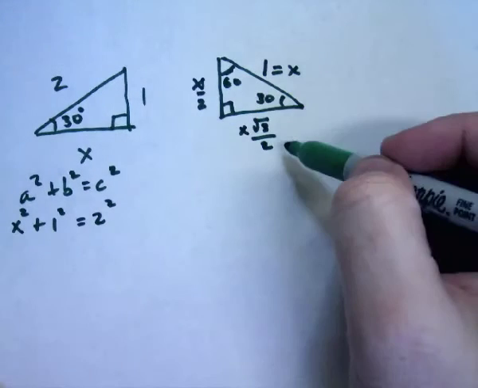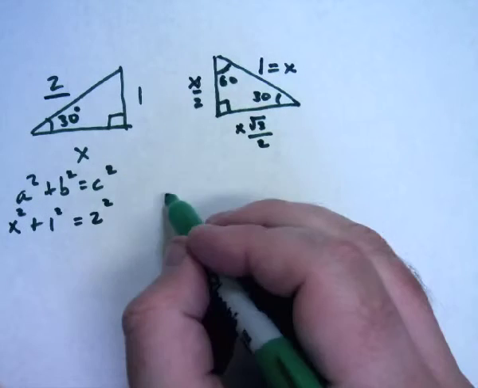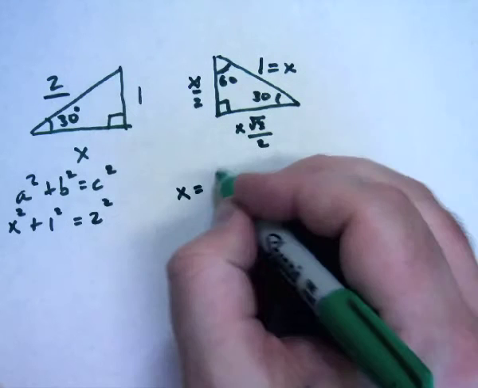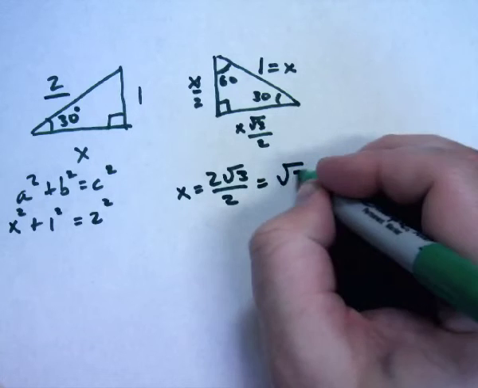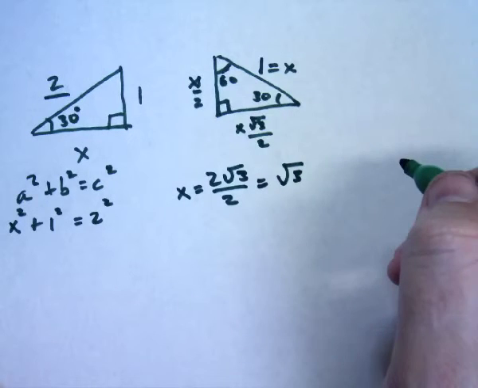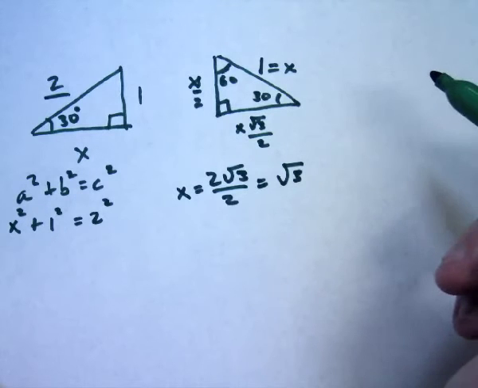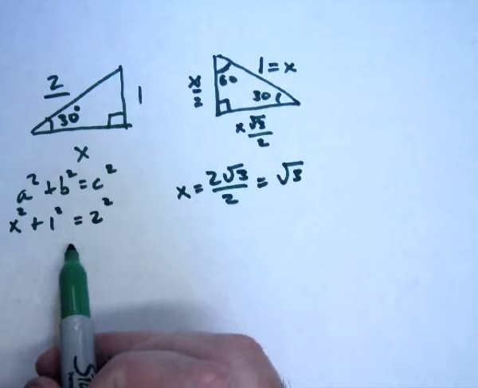So if we were to use this, in this case, x equals 2, so we would have 2 root 3 over 2, which just equals root 3. Okay, I actually find the 30, 60, 90 triangle, if you can remember it, is very easy for this. However, if you can't, you go over here.